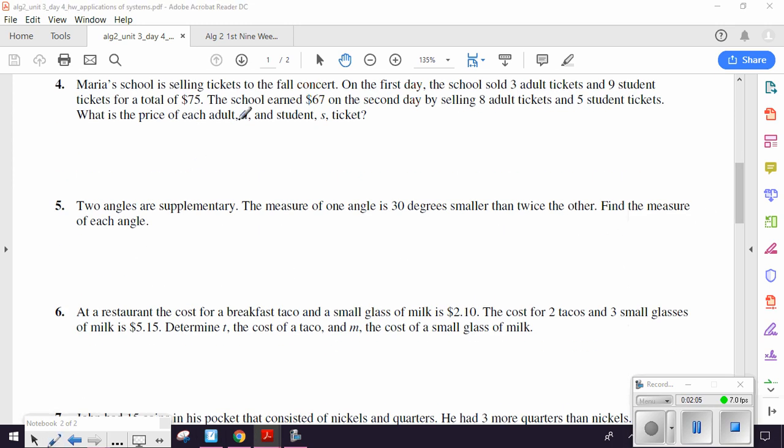Number 4, Maria's school is selling tickets to the fall concert. On the first day, the school sold 3 adult tickets, 9 student tickets for a total of $75. The school earned $67 on the second day by selling 8 adult tickets and 5 student tickets. What is the price of each adult ticket, A, and student ticket, S? So in this scenario, they're telling us what the variables are going to be and what they represent. So just to recap, A is the price of an adult ticket, and S is the price of the student ticket.